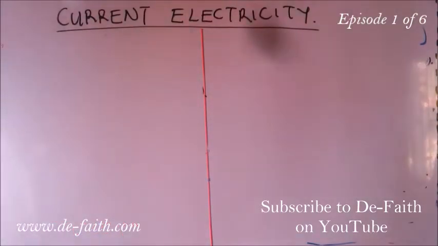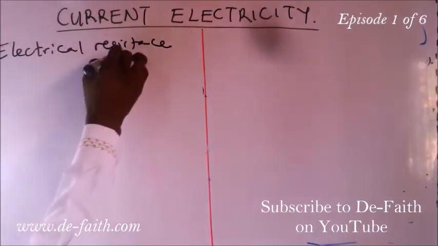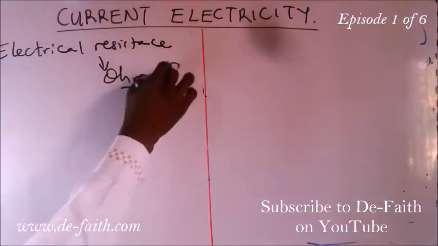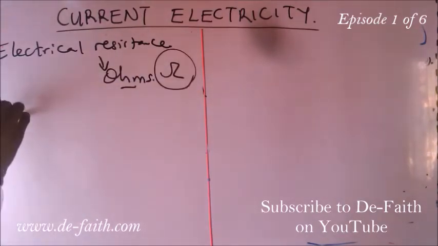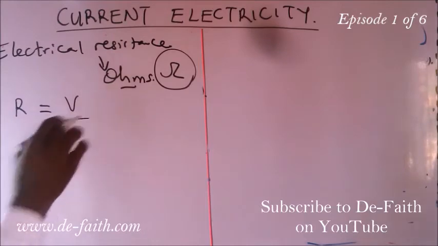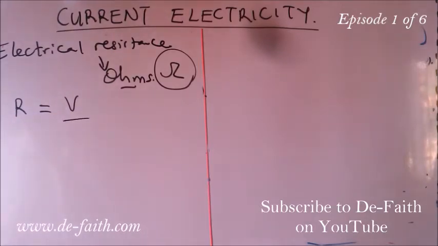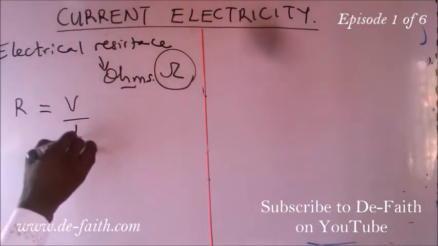We look at the electrical resistance. The word resistance means to disallow the flow of something. In electrical resistance, a substance has an ability to resist the flow of electricity. Resistance is measured in ohms and it is represented as this. Resistance is also known as the ratio of potential difference, which is V, across the conductor to the current flowing through it, which is I.